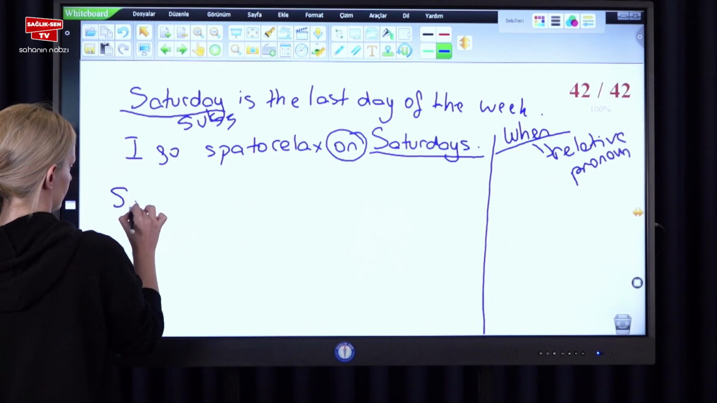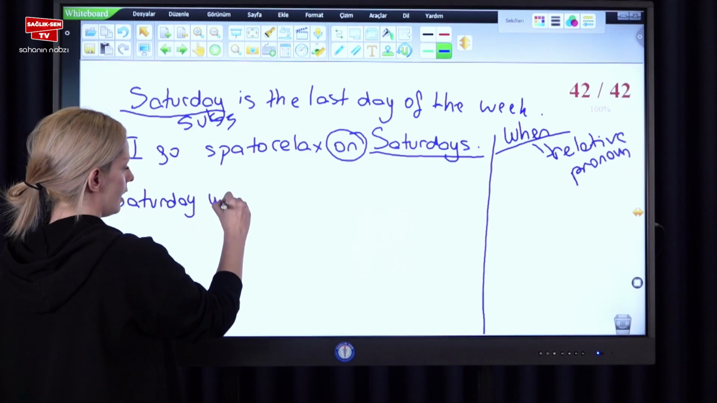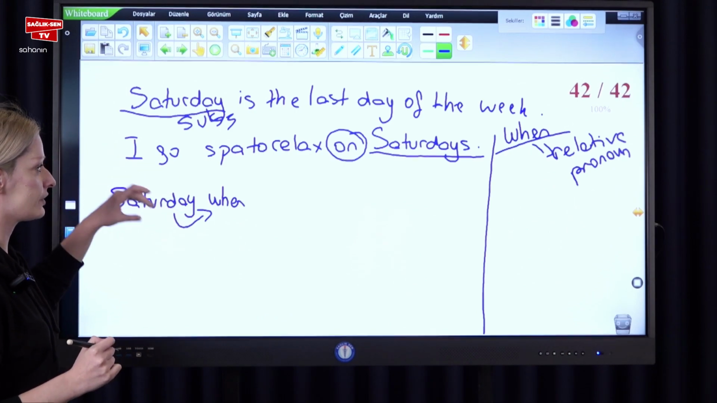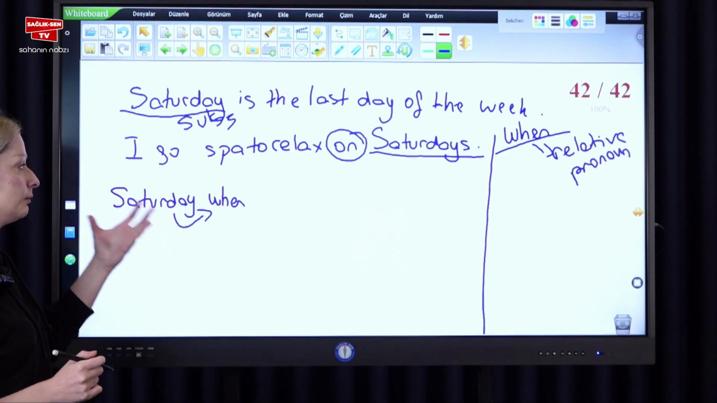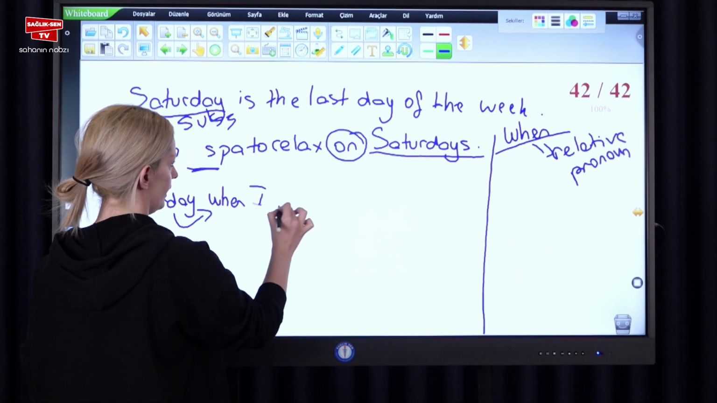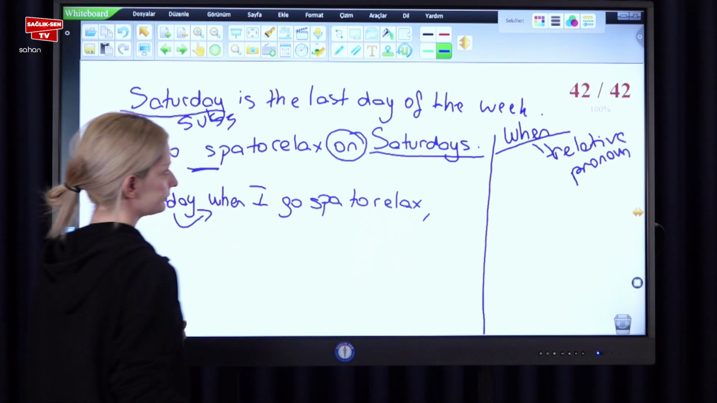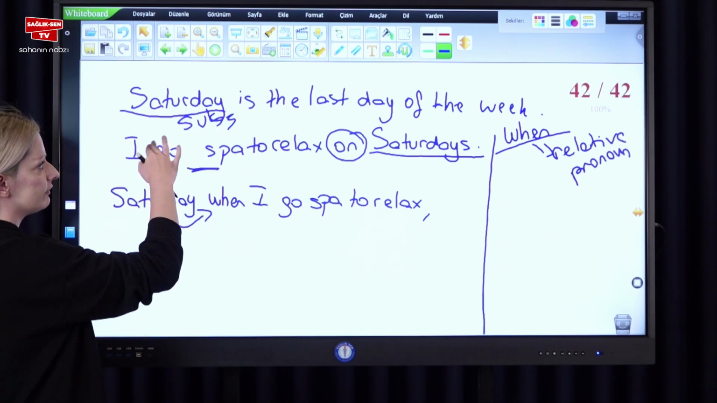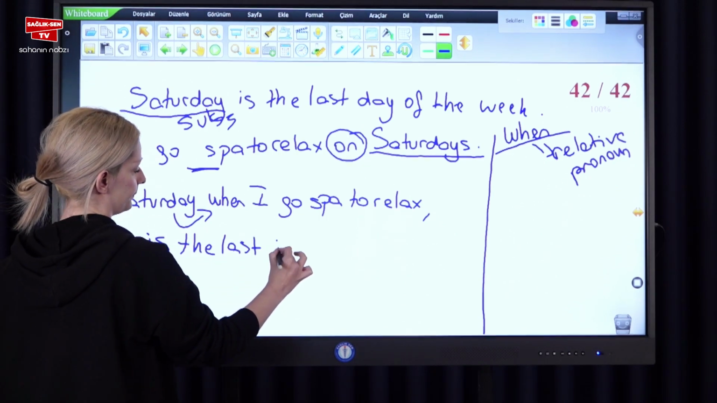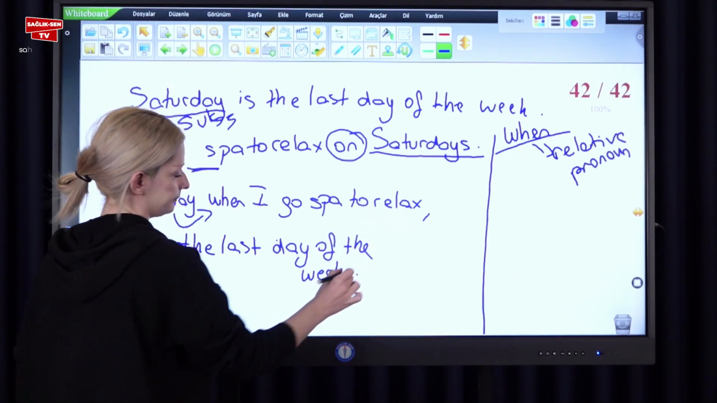Right after what is common in those two sentences, I will put the correct relative pronoun, and I will go on with the sentence which has the time meaning, which is the second one in this case, when I go spa to relax. Then I go back to where I left in the first sentence: is the last day of the week.